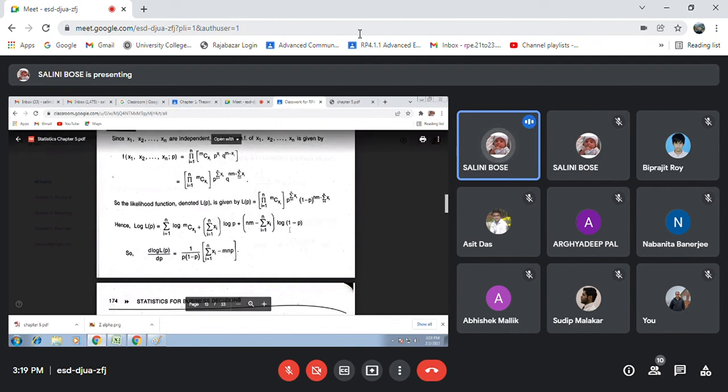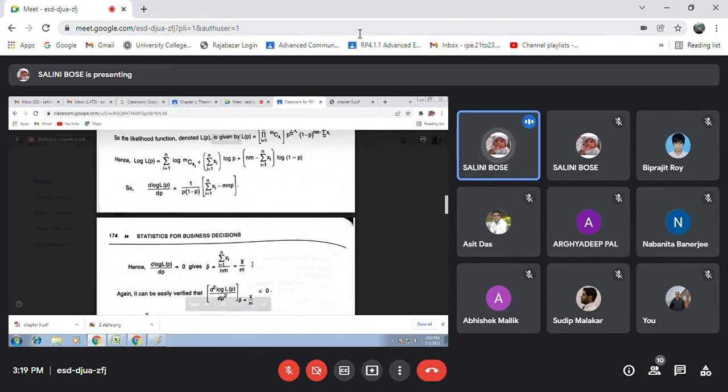From this, if you do d/dP of log L(P), because this part is constant, after the derivative it will be 0. So d/dP of log L(P) will be: this will be 0, and this one will be 1 by P with summation of xi. This one will be nm into 1 by 1 minus P, and here also you get summation of xi by 1 minus P. So from here you will get this equation.